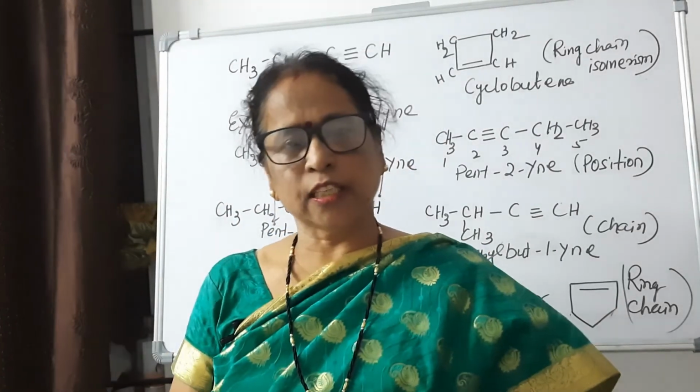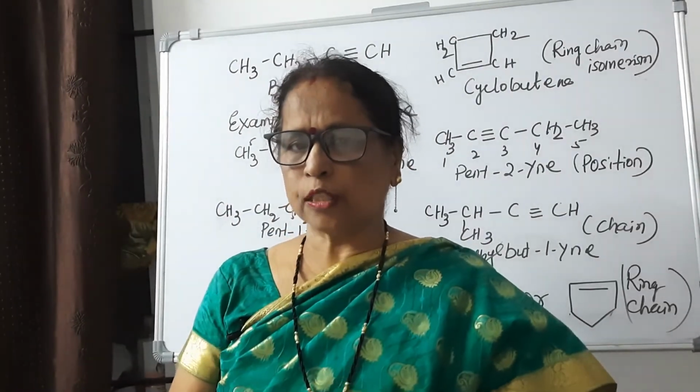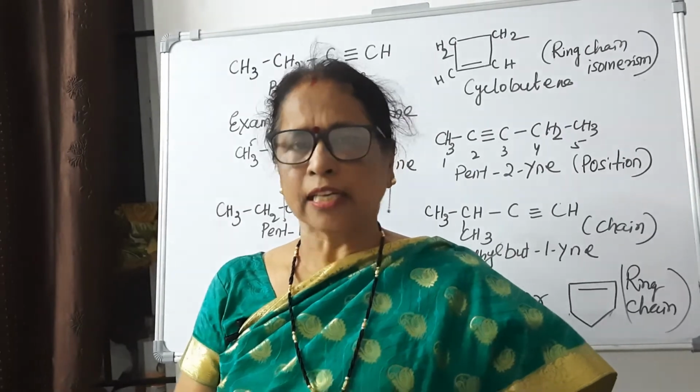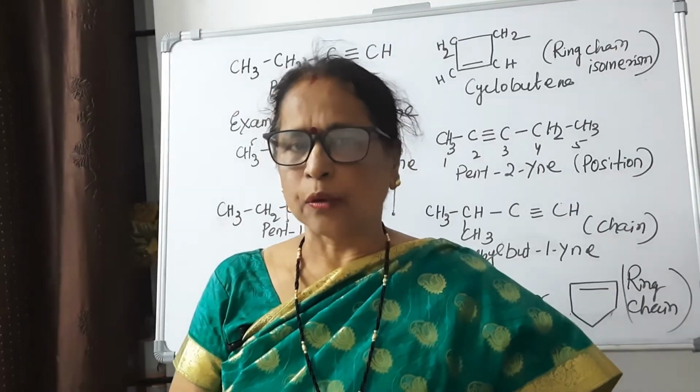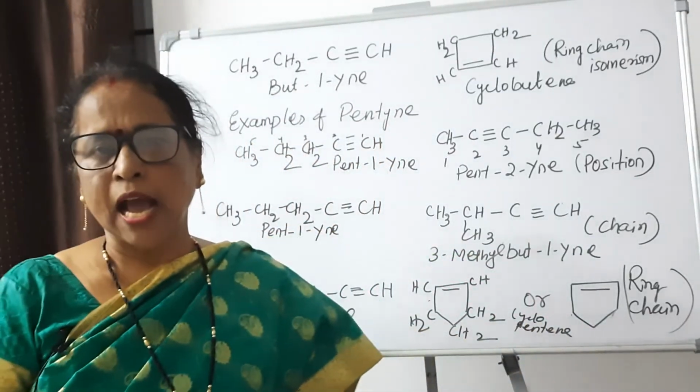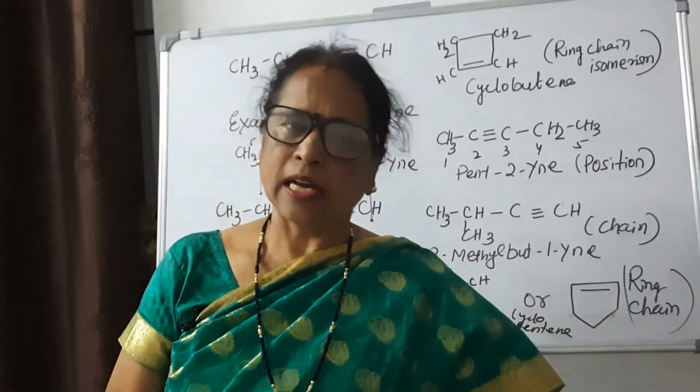I hope it is clear to you what types of isomerism are possible in alkynes, especially butyne and pentyne and also propyne.